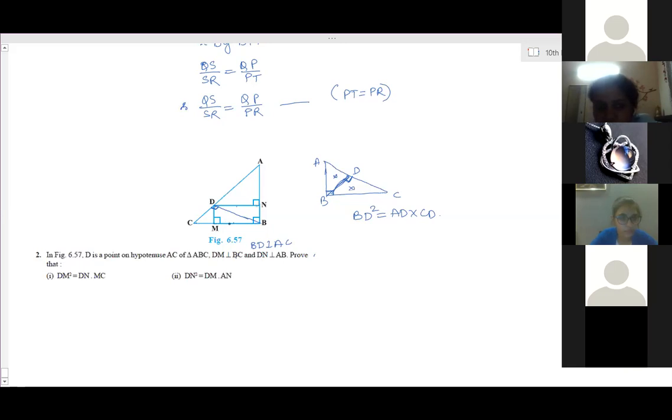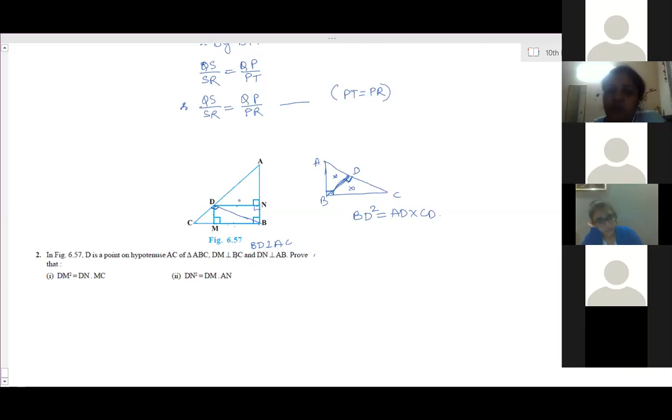Here all angles are 90 degrees. This is also 90, so three angles are 90. This fourth one is also 90. That means it is a rectangle. Opposite sides are equal. So BM is equal to DN and DM is equal to BN. Right? So DM square is equal to CM into MB. So replace MB with DN because they are equal.